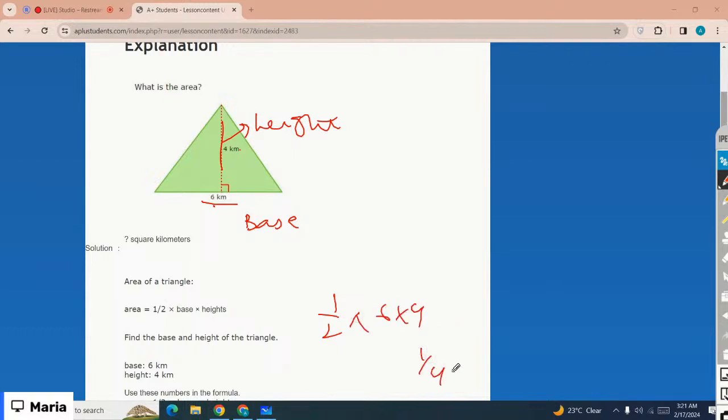So 6 times 4 is 24. So you have to do 1 by 4 times 24. And 4 times 6 equals 24. That means the area of this triangle is 6. The correct option is 6, right?